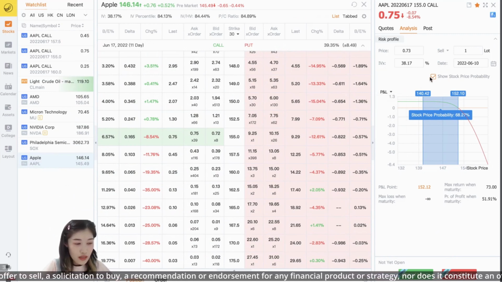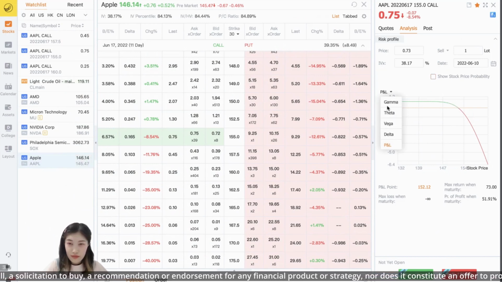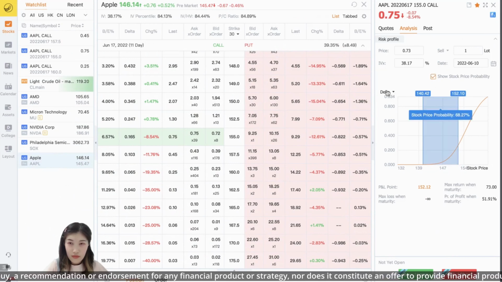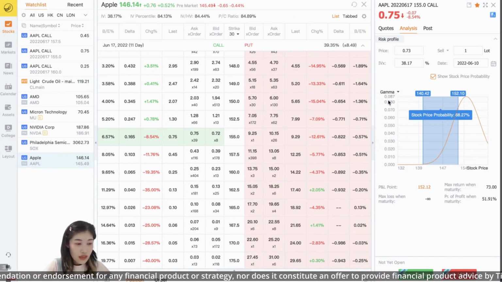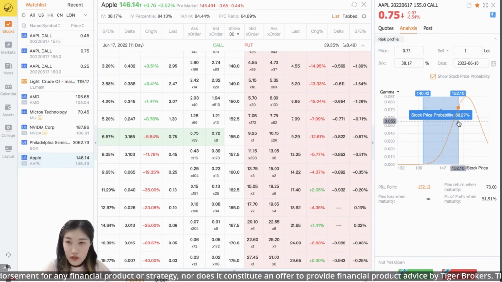Now, going back to the chart, as you may have noticed already, the stock price probability range can be appended on top of any chart. The default range shows the probability of one standard deviation, and you can drag and pinch however you like.